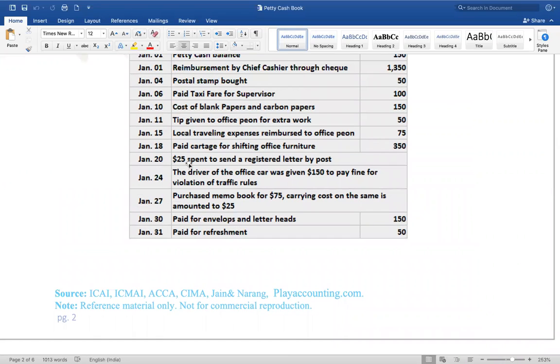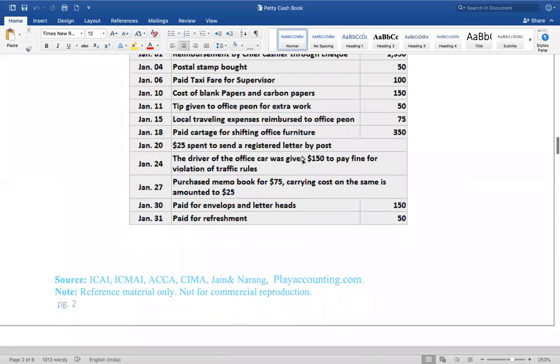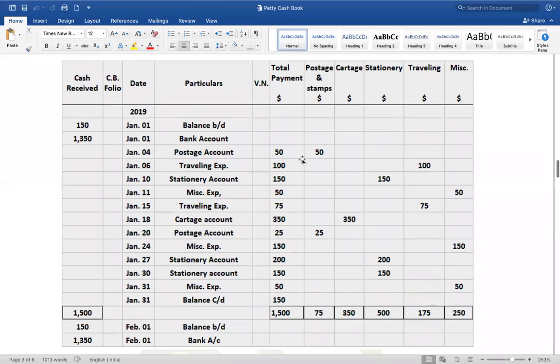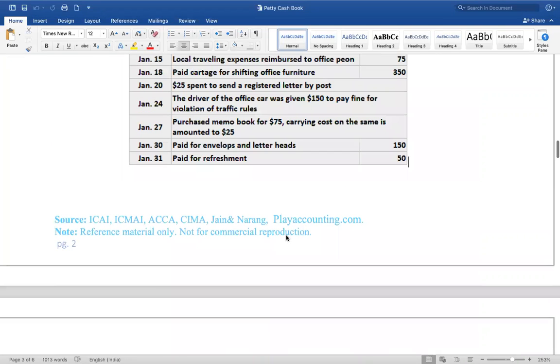20th, 25 spent to send a registered letter by post. What is this? Postage. Under postage and stamps, on 20th, 25. And the same total is brought here and dropped.